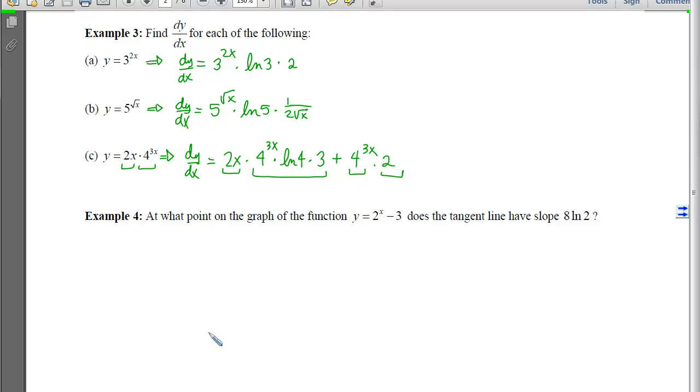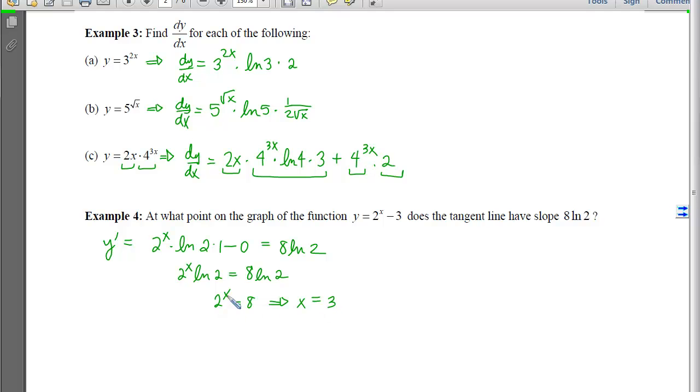With example 4, it says, at what point on the graph of this function does the tangent line have a slope that is 8 log natural of 2? So that's asking when the derivative of this, which is 2 to the x times the log natural of the base times the derivative of the x, which is 1, minus 0, has to equal 8 ln of 2. Well, that's a 2 to the x times the ln of 2. I want that to equal 8 times the ln of 2. I can divide off the ln of 2 because it's not 0. And then I can figure out that x is going to be 3 because 2 cubed gives me 8.